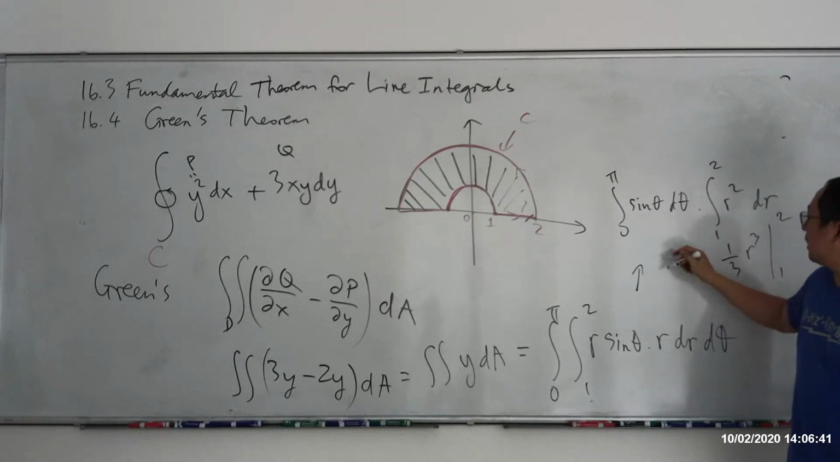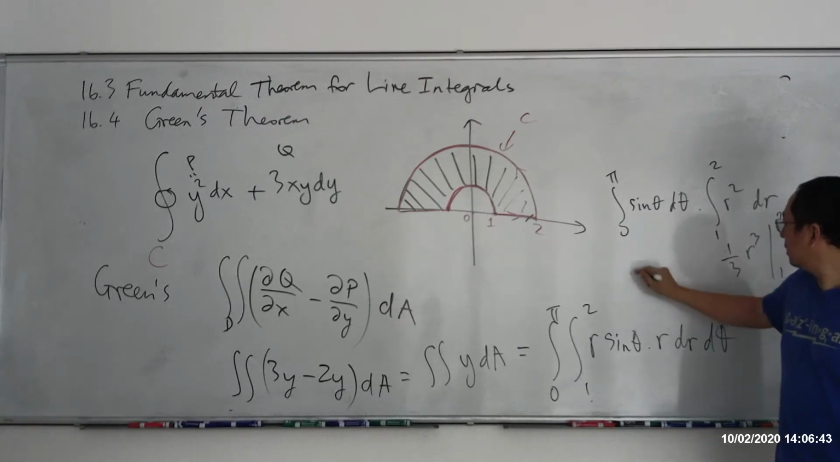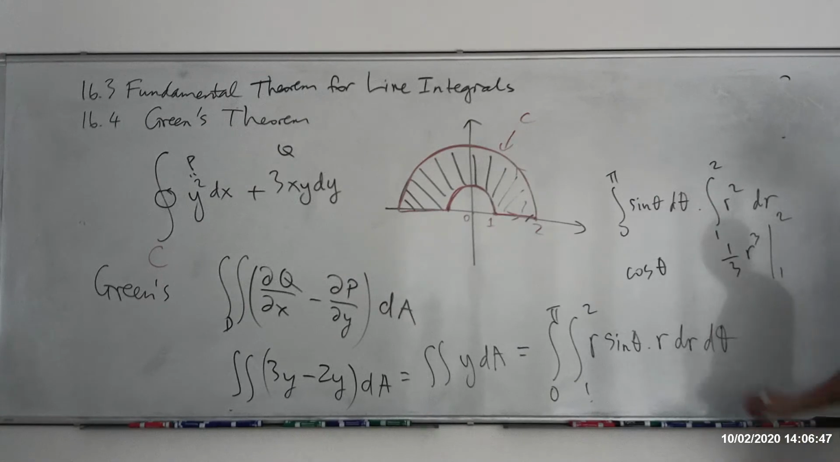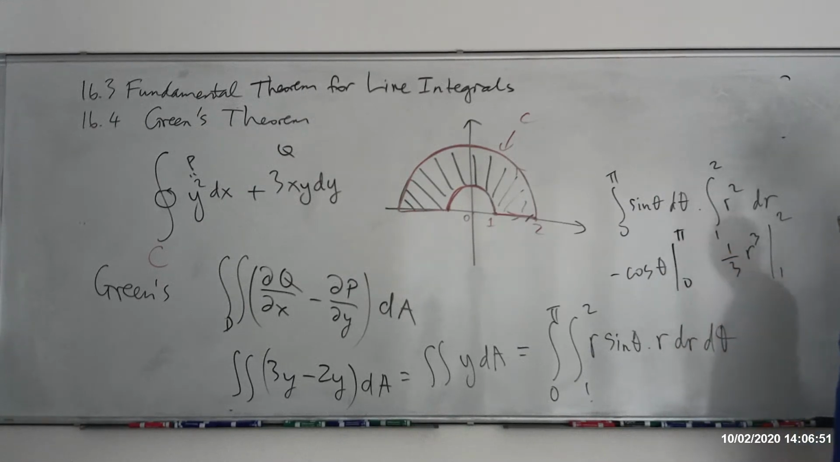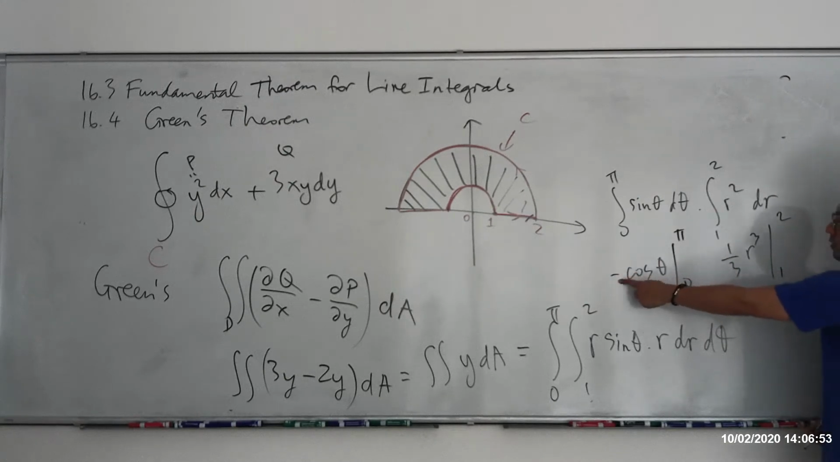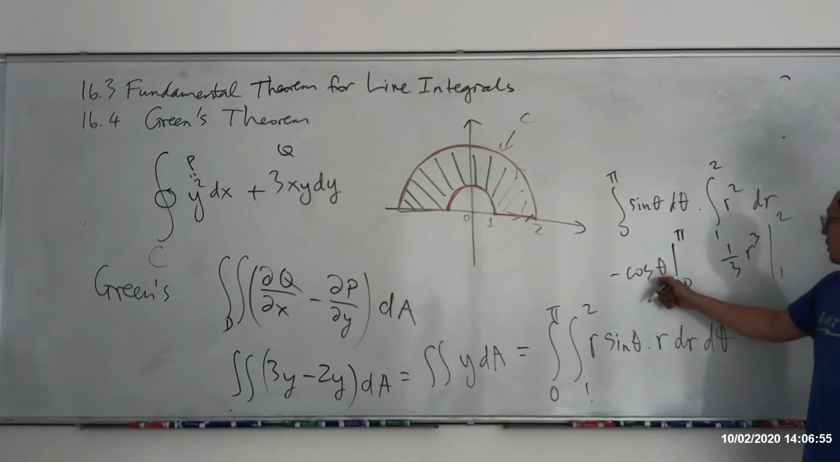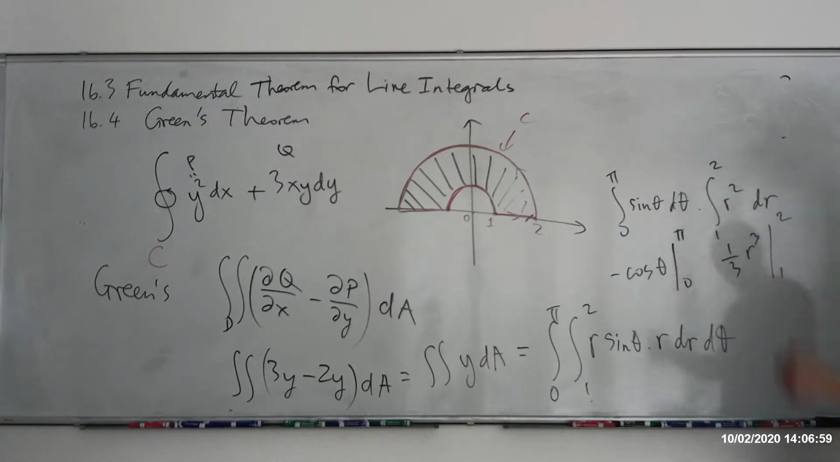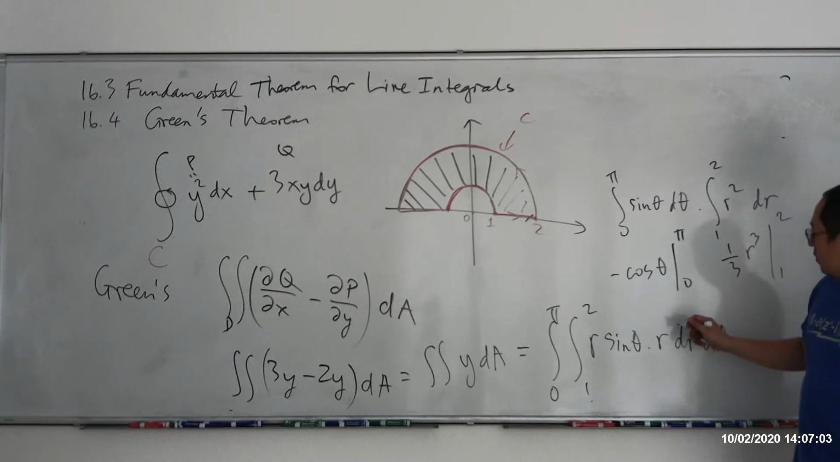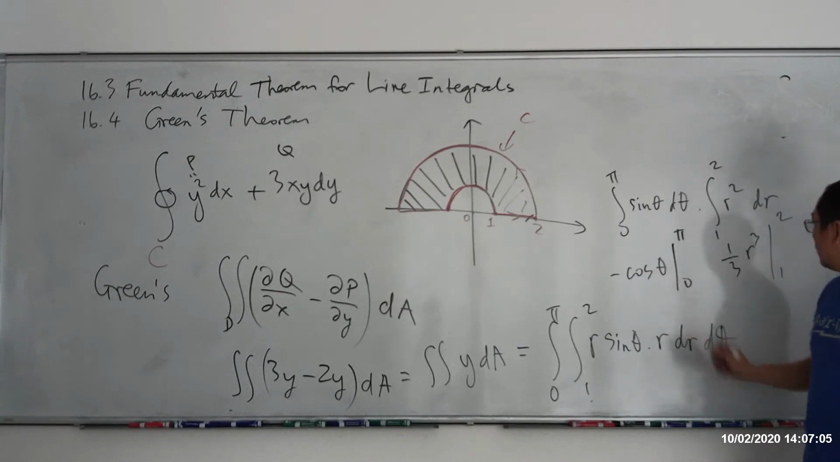This is negative cosine of theta, I think, from 0 to pi. Cosine of pi is -1, with a negative becomes 1. And then cosine of 0 is 1, right? And with a negative, so -1. So 1 minus -1. So it's 2 right here.